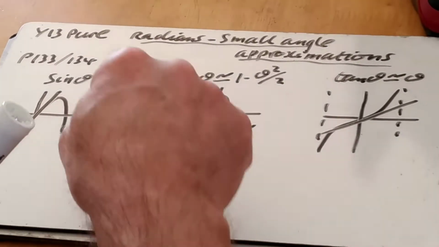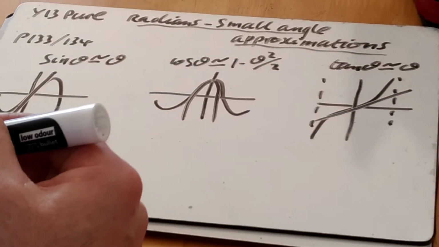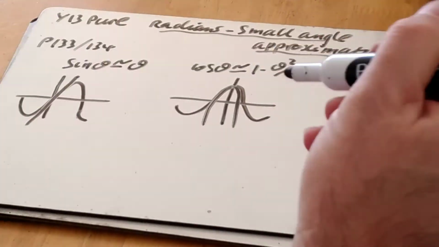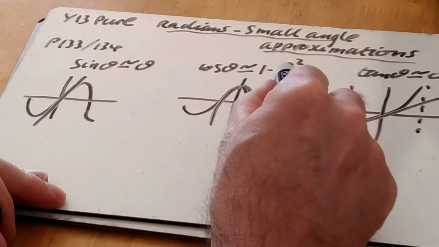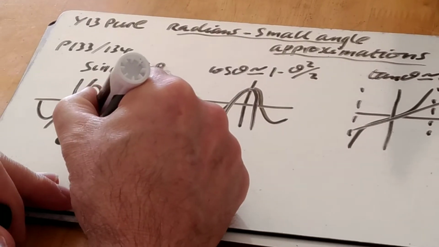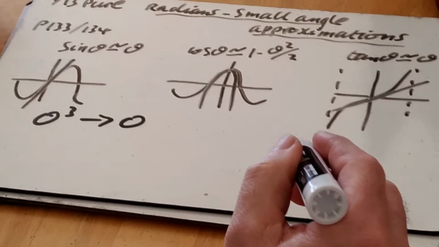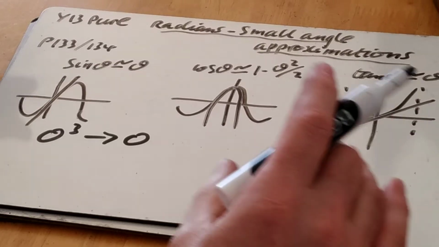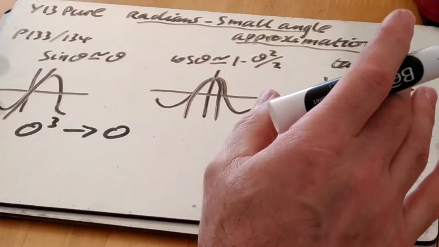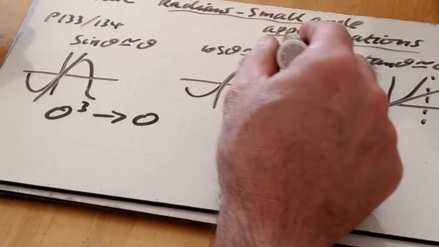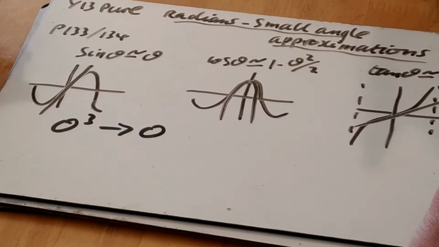Those doing further maths will look at exactly where these come from. This works as long as we consider anything where we're looking at theta cubed. As long as theta's small, theta cubed will tend towards 0 and will not change these approximations much at all.